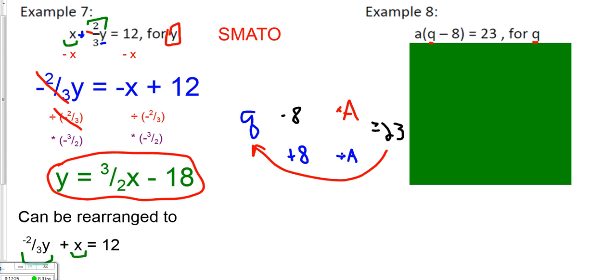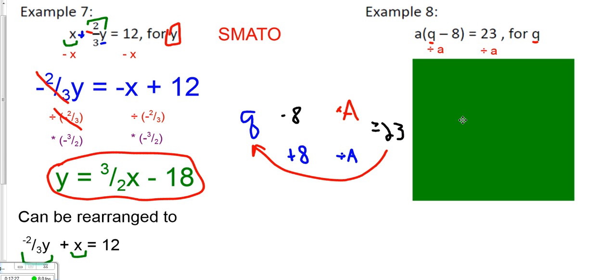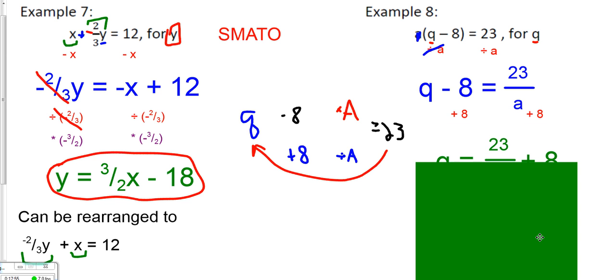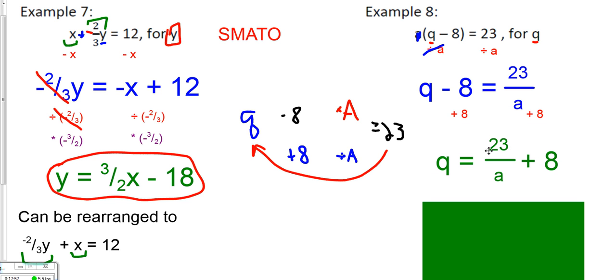Okay? This divide by a, we'll do on both sides, gets rid of this a over here. No longer have that. So it's just q minus 8. 23 divided by a, well, we don't know how big a is, so it just creates this term, 23 over a. Now remember, this is all technically just one term because it's not separated by a plus or a minus. So the next thing we have to do is add 8 to both sides. We get q alone equals 23 over a, which is one separate term.